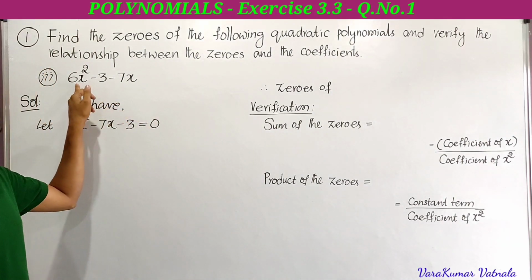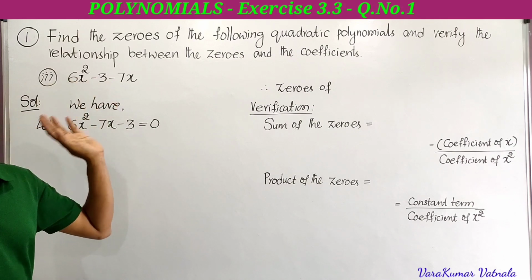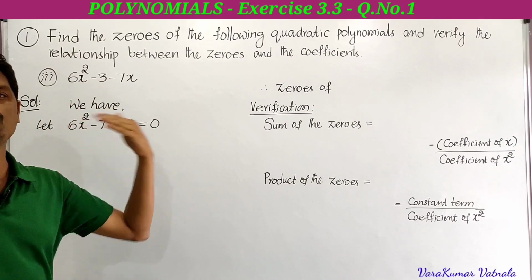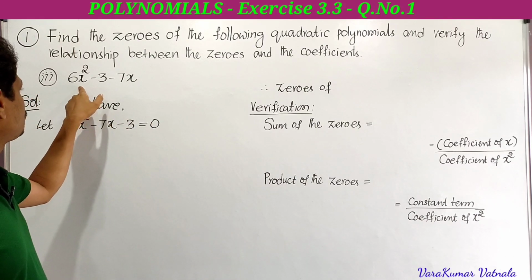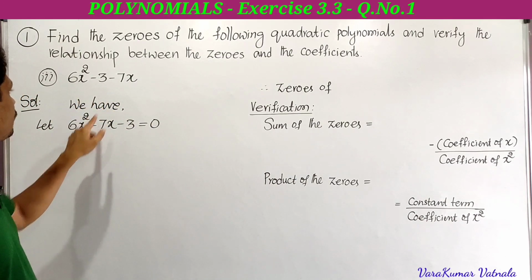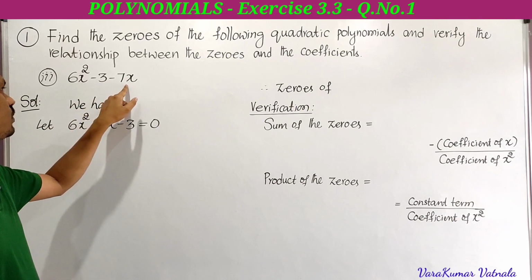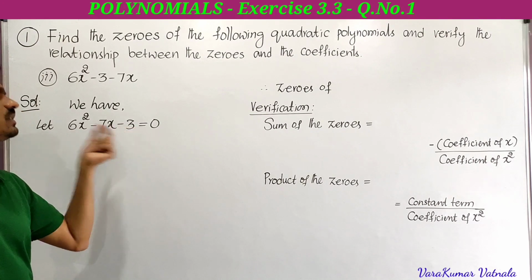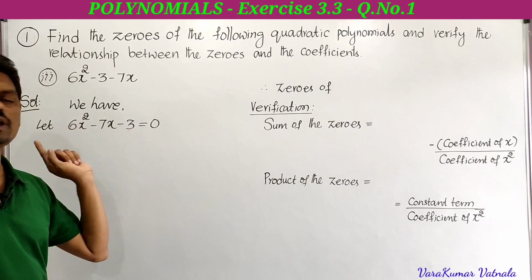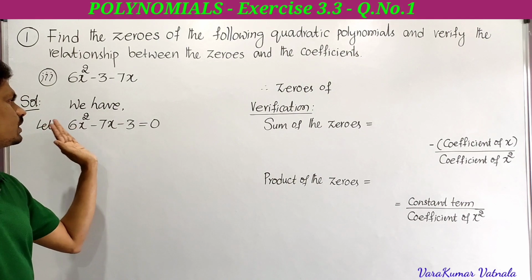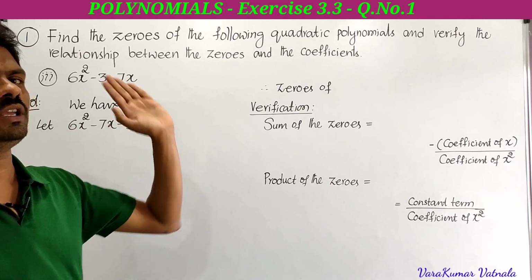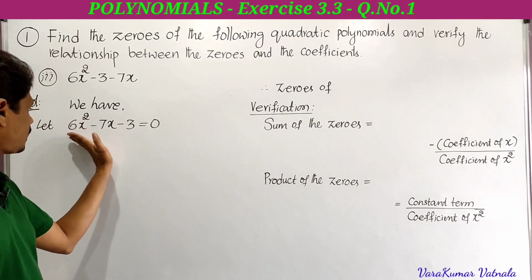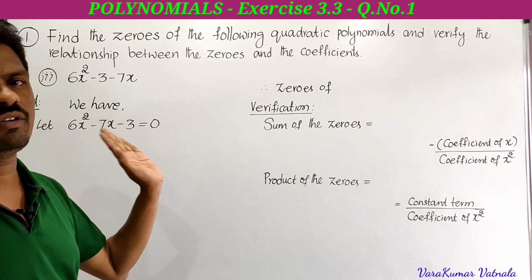Here 6x² − 3 − 7x is given, but it is not in its standard form. First we have to write it in standard form. So we have 6x² − 7x − 3. First write the x² term, next the x term, next the constant term. So this is the standard form, because the powers of the variable should be in decreasing order: 2, 1, 0. Now it is in its standard form.